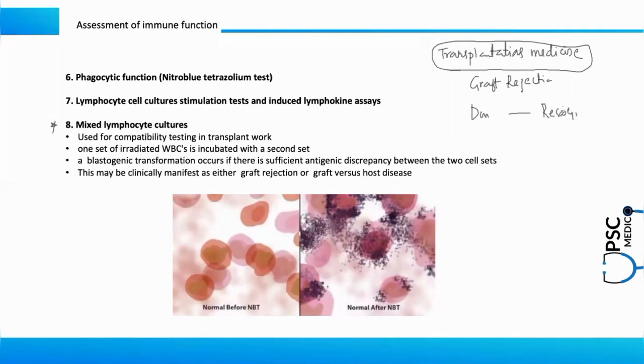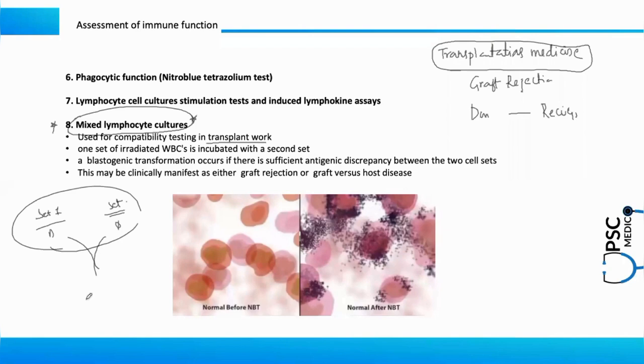How do we match both donor and recipient? With the help of mixed lymphocyte cultures. So when you are assessing immune function, the mixed lymphocyte culture is done. It is used for compatibility testing in transplant work. What do we do? There are two sets, set 1 and set 2. This is donor and recipient. So set 1 is donor, set 2 is recipient.